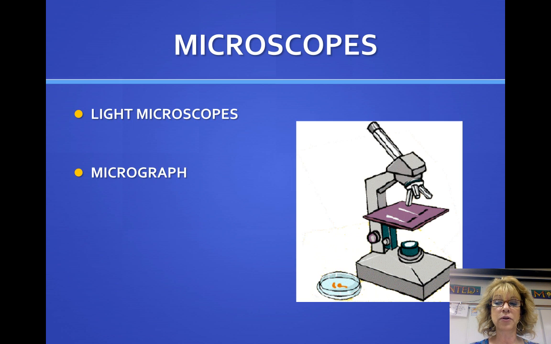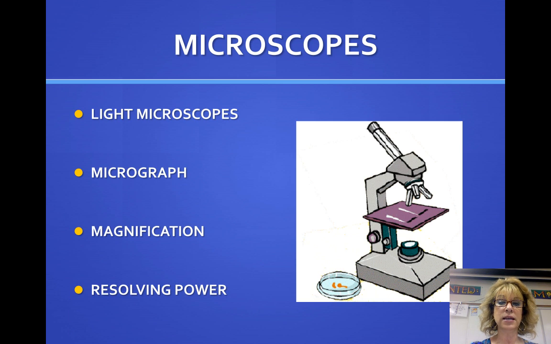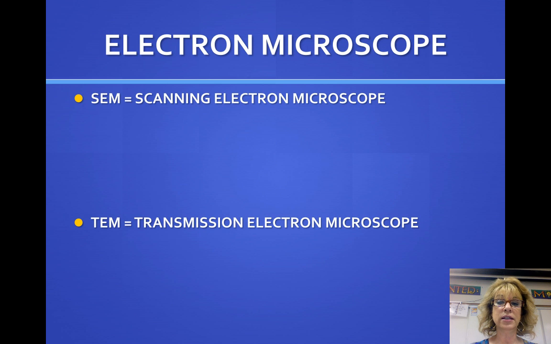A micrograph is a photograph taken through a microscope. Magnification increases the apparent size of an object, and resolving power measures the clarity, the ability to show two objects as separate objects. Electron microscopes were invented in the 1950s.